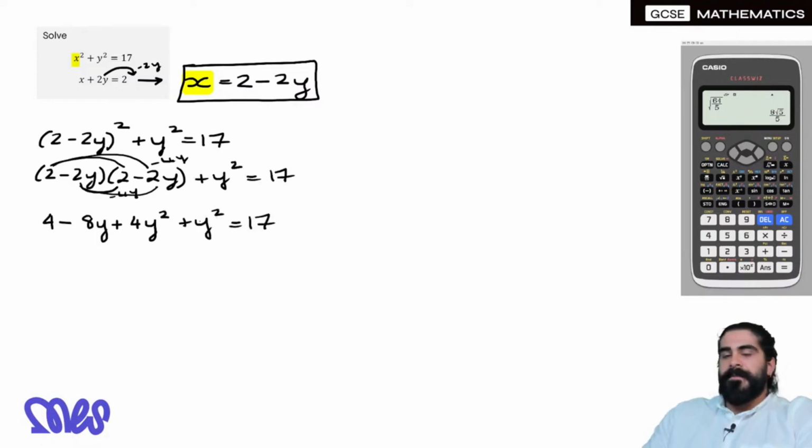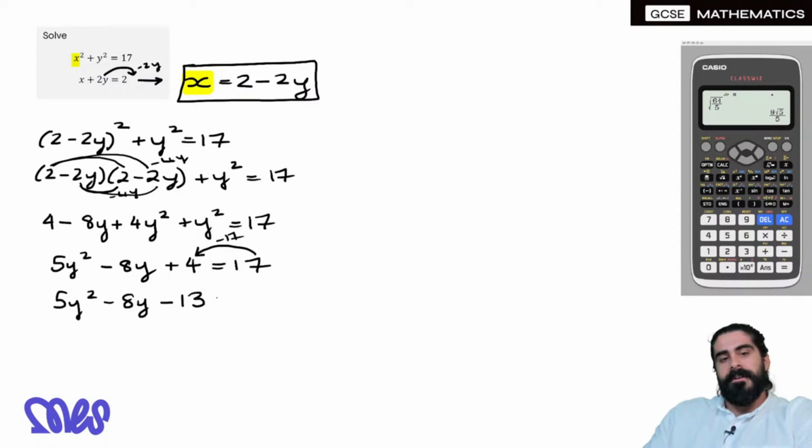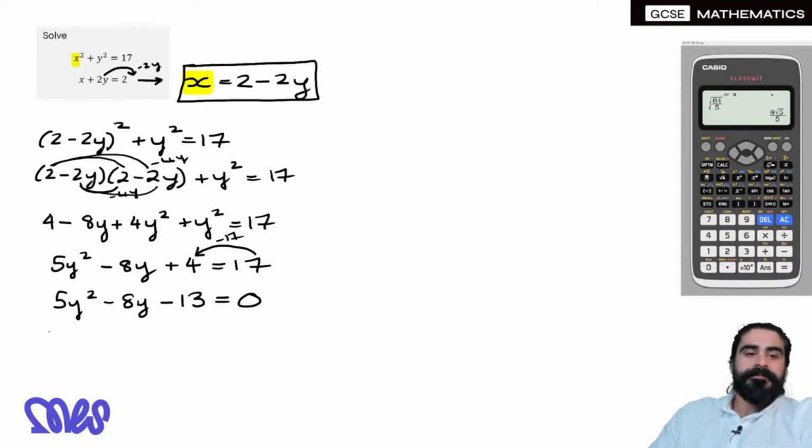Expand and simplify everything. We get 4y squared plus y squared is 5y squared. Then we have minus 8y. Then we have the plus 4 is 17. Then we can move the 17 over, so 4 minus 17 equals 0, giving minus 13. Even if it looks horrible, don't forget my tricks that I taught you guys. 5y squared means it needs to be 5y and y.